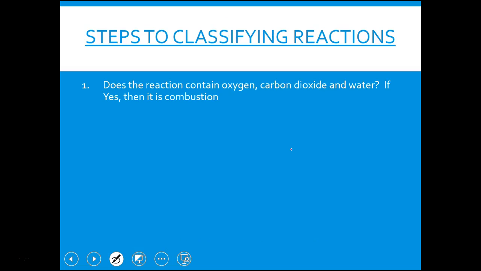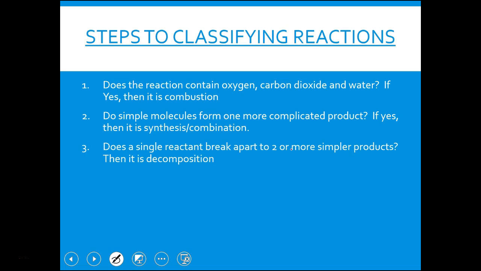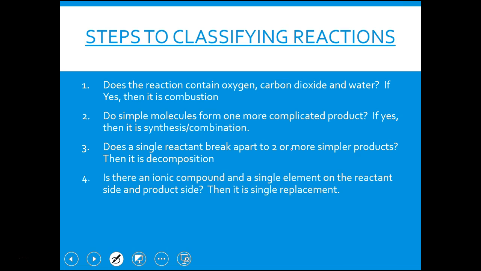Okay, steps to classifying reactions. Does the reaction contain oxygen, carbon dioxide, or water? If it does, then it's combustion. Do simple molecules form one more complicated product? If yes, it's a synthesis. Does a single reactant break apart into two or more simpler products? If yes, then it's decomposition. Is there an ionic compound and a single element on the reactant side and product side? Then it's single replacement. Are all compounds ionic? Then it's double replacement. So some really simple steps to kind of identify if you think about the questions you have to ask.